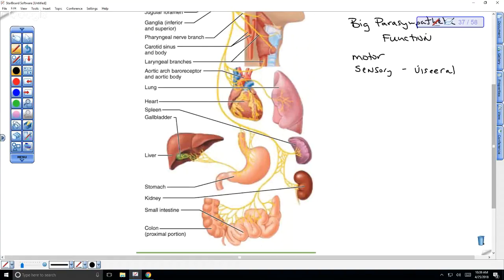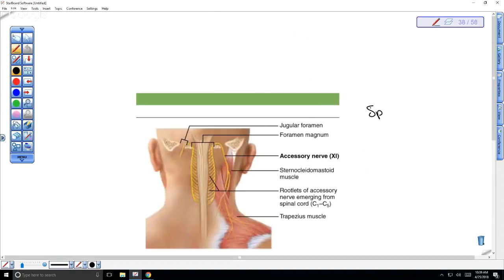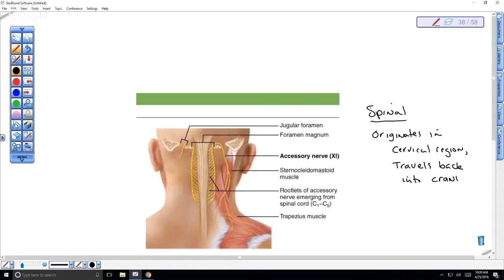So we have two more. This is the spinal. And your book notes that sometimes people think that this cranial nerve should actually not be included as a cranial nerve, but it should actually be a spinal nerve because it originates in the cervical region. But it travels back up to the brain, so into the cranium before exiting.